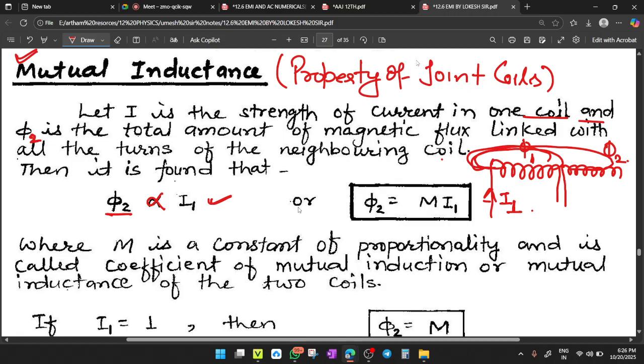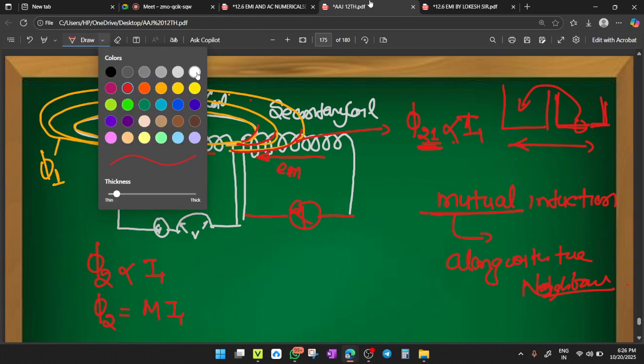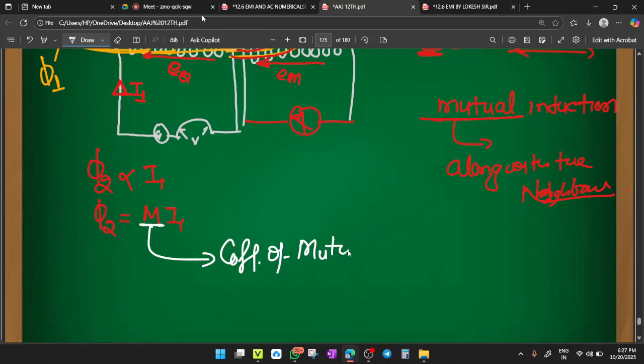Yes or no? So phi 2, we have seen, is directly proportional to I1. So eliminate the proportionality sign: phi 2 is equal to M I1, right? M is the constant of proportionality, called the coefficient of mutual induction, or mutual inductance.